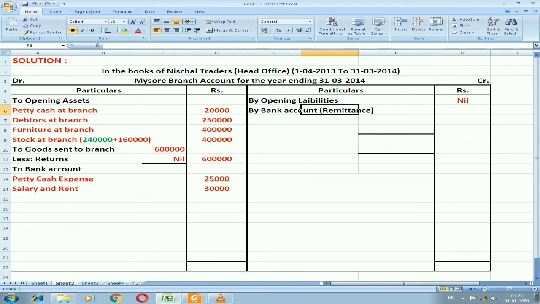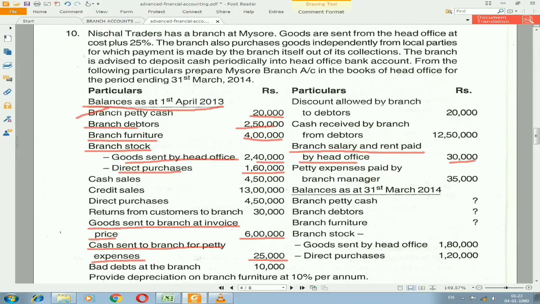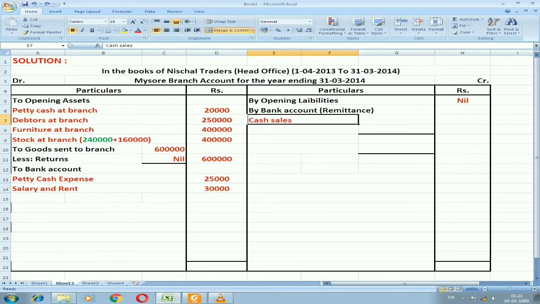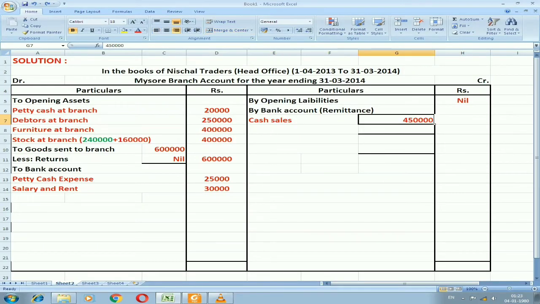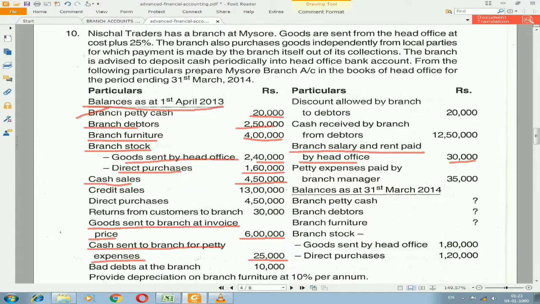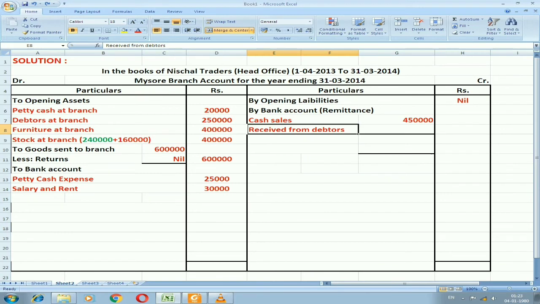As in the illustration we don't have any direct information on the amount sent to the head office, if the information is mentioned in the illustration, we can take it directly. If it is not, then we can start with cash sales, that is 4,50,000. Then we can take cash received from debtors or customers, that is 12,50,000. Usually these two incomes will be generated by the branch and sent to the head office frequently. The total by adding that will be 17 lakhs.